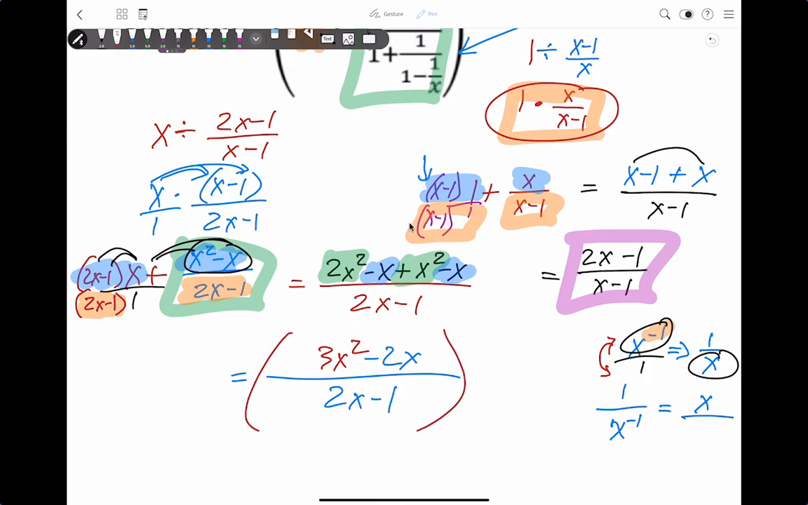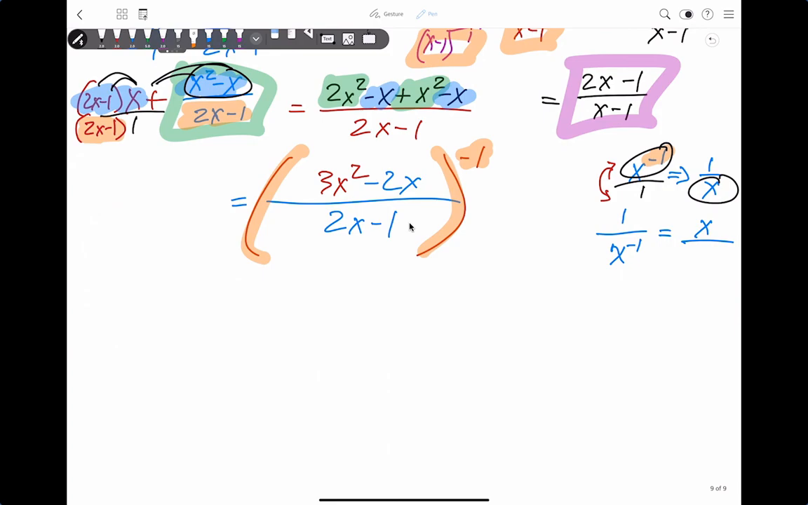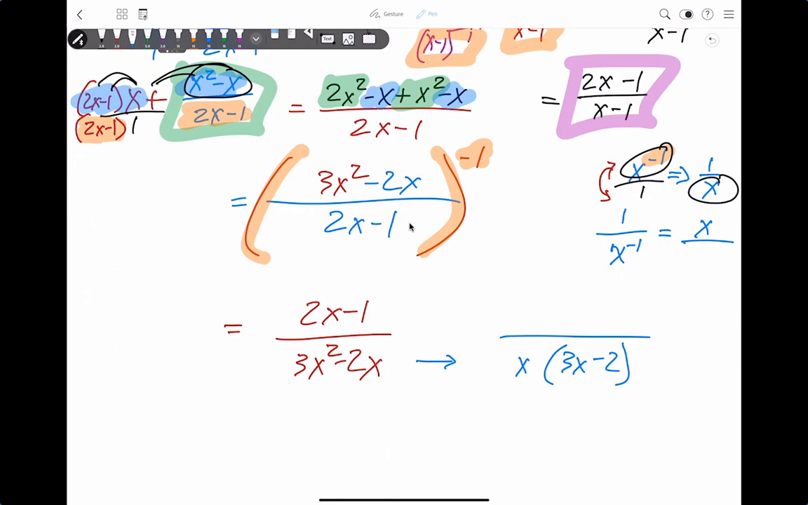So when I have this to a negative 1, this is really saying take the reciprocal of whatever is in here. Okay? So if I take the reciprocal, I would get 2x minus 1 over 3x squared minus 2x. Okay? And I'm pretty much done. The only thing that I would say from here is, is there a way that I can cancel anything else? Okay? So if I factored out an x from the bottom, like a GCF, if you will, I would have x times 3x minus 2, and there's nothing that I can cancel up top. Okay, 2x minus 1, that's it. I can't bring out anything other than 1.